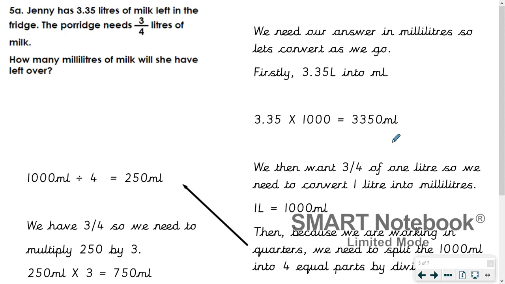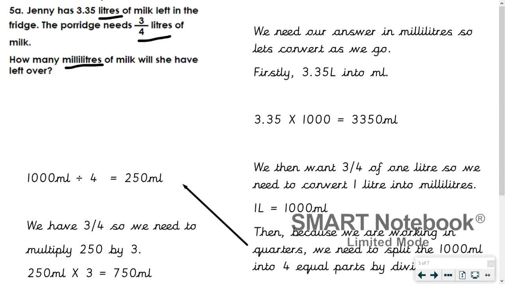The porridge needs 3/4 litres of milk. So we've got a fraction, and that already makes it a bit trickier. How many millilitres of milk will she have left over? Things to notice: it gives you litres, tells you that in litres, but it wants your answer in millilitres. So we're going to get these to millilitres to then do our workings.